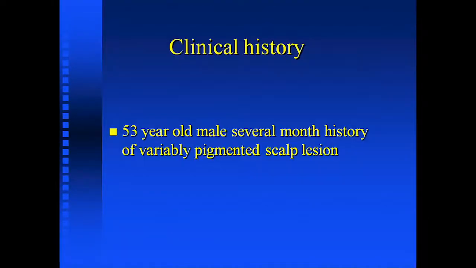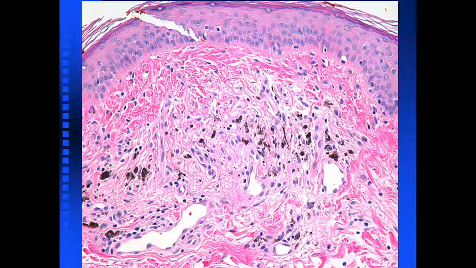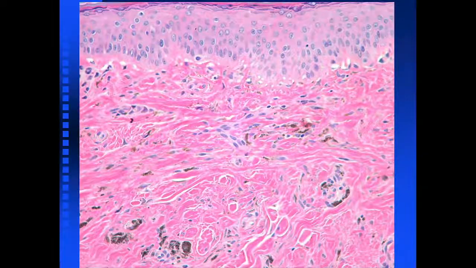Well, let me tell you about a case that really happened at Mount Sinai. We had a 53-year-old male with a several-month history of a variably pigmented skin lesion. Here's all it shows. There's a row of melanophages. There's a little bit of this coarse fibrosis in the dermis, and there are prominent vessels. There's not much at the DE junction. Again, another view showing this coarse collagen and variable pigment in the dermis. Okay, does anybody want to tell me what this is?